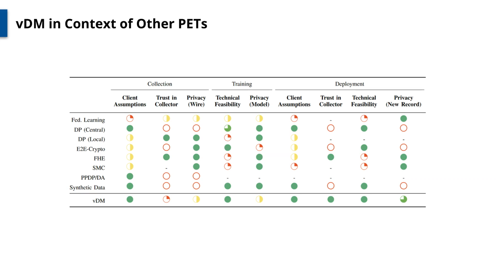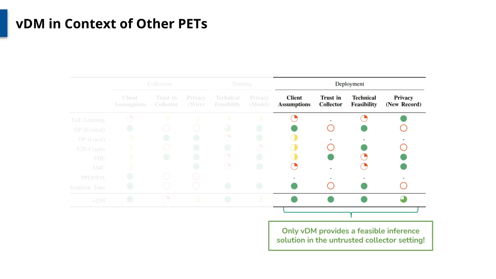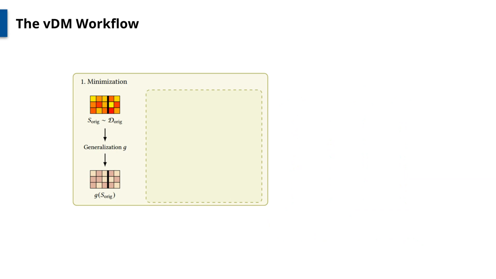When we put this into the context of most other currently used PETs, we find that while VDM does not provide guarantees during initial collection and model training phases, it is actually the only feasible inference solution in the untrusted collector setting. Further, we note that VDM here is largely orthogonal to any other PET as it directly adapts what kind of data is collected instead of modifying how data is collected. This means it can be easily combined with any other PET on the list. Putting this into a typical VDM workflow, we first start with a small set of full resolution records, here titled as ORIC.